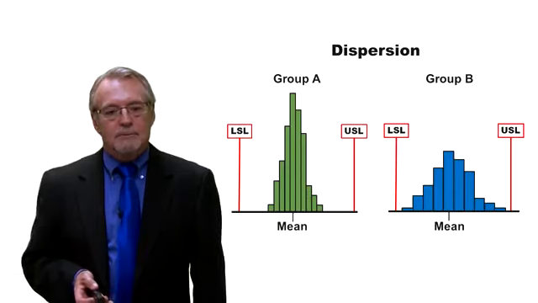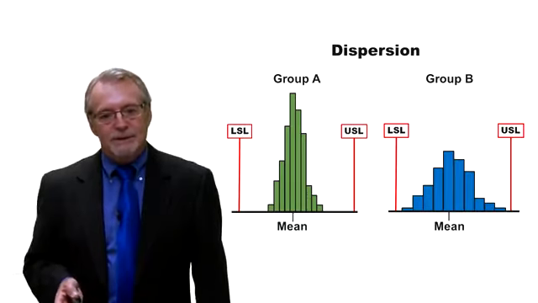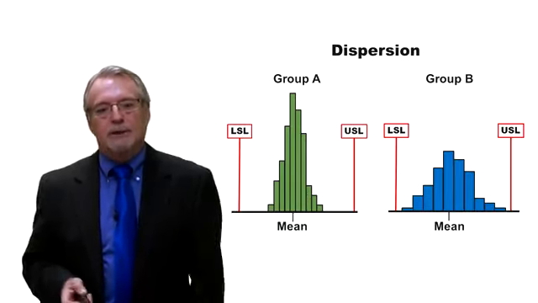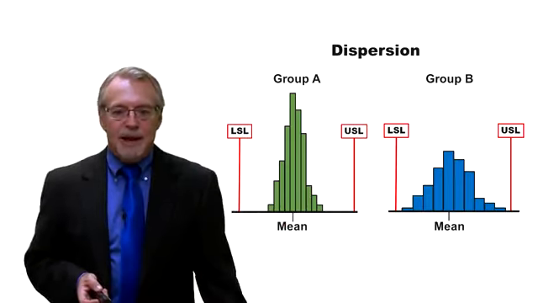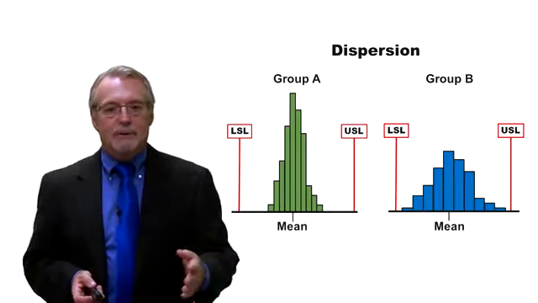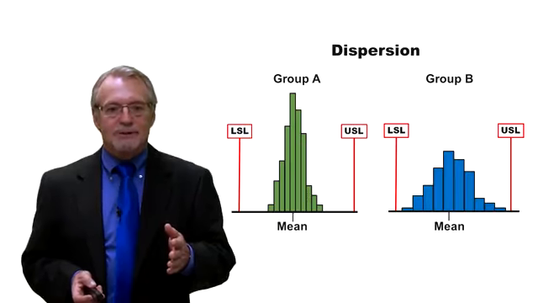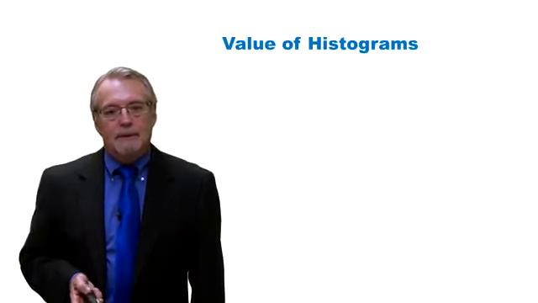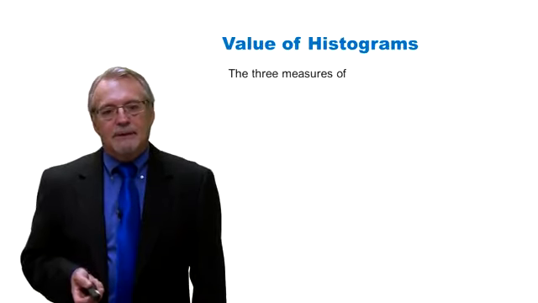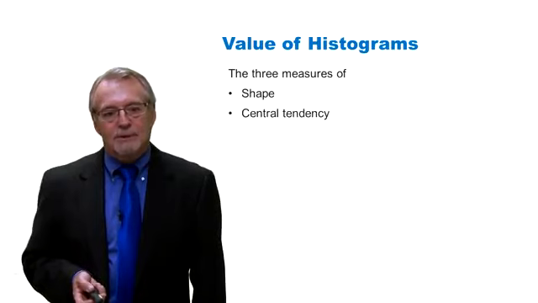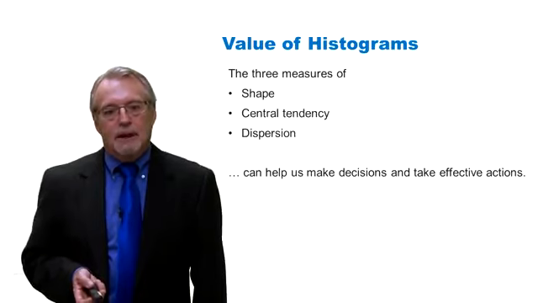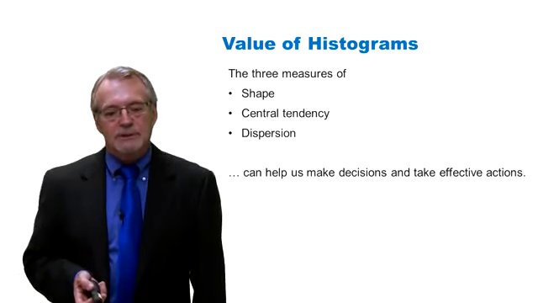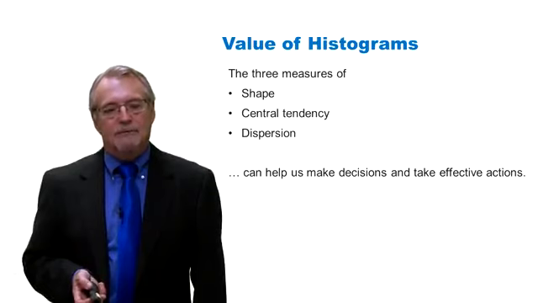So dispersion might look like this, where everything is pretty centrally located around that mean, or we've got some things starting to spread out a little farther from the mean. Some customers really, really happy, some customers not quite so happy, or we have almost all of our customers equally happy. Everybody's happy with this thing. The value of histograms is that they give us three measures: the shape, the central tendency, and the dispersion. And we can make well-founded decisions based on the information that we get from these things, and then we can take effective actions.